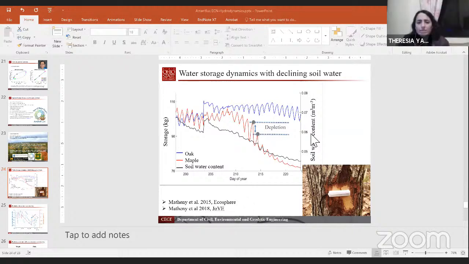Okay, we have another question, from Assaad. Oak basically has very deep roots, so it's experiencing a different soil moisture than the maple. And the maple is very sensitive to the surface soil. The pine too.